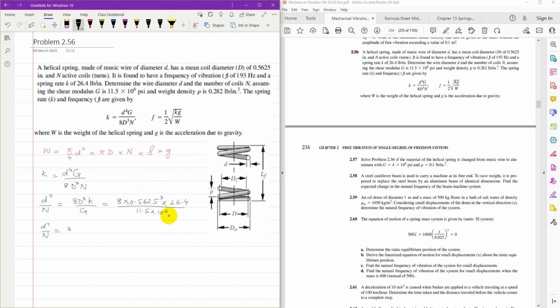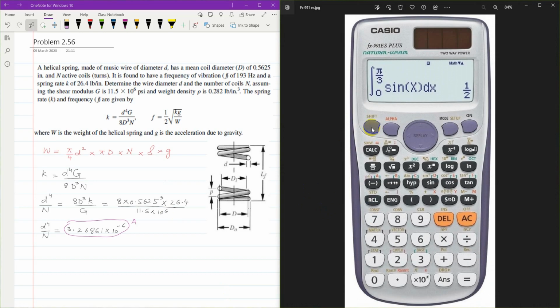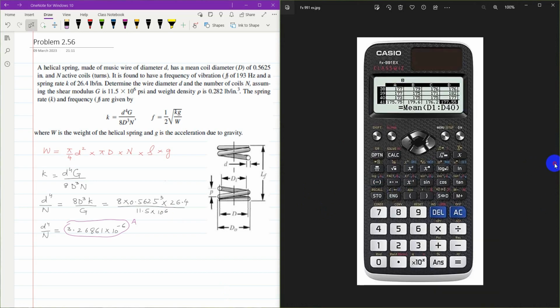3.2686 times 10 to the power minus 6. So I'll get this value. I am going to save it in the calculator as A, because I can use it again. For that purpose, if you have this calculator, press shift, recall, and then A, so you can save it. And if you're using fx-991EX, use STO, and then here you have A, so you can store it.